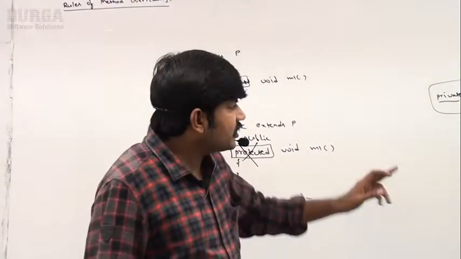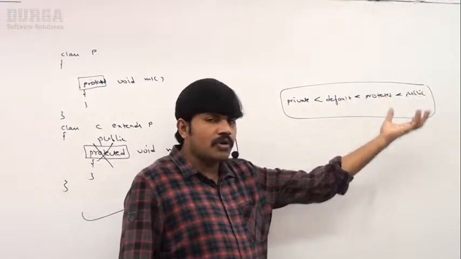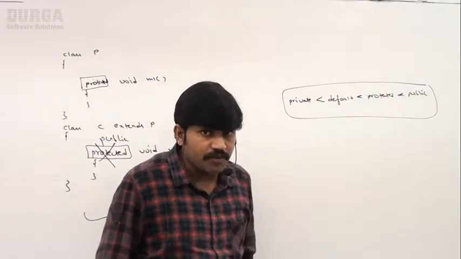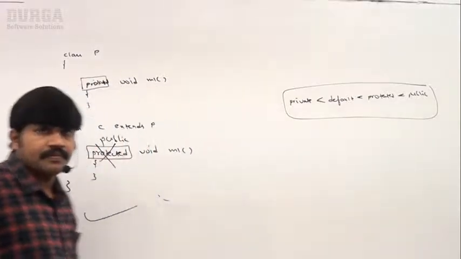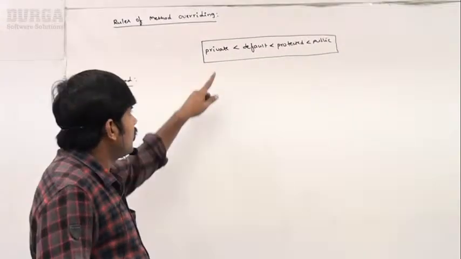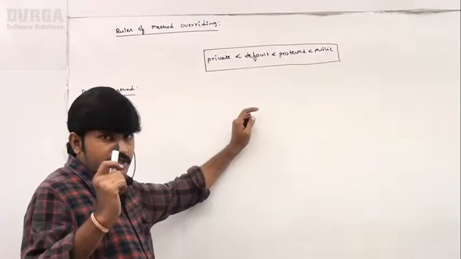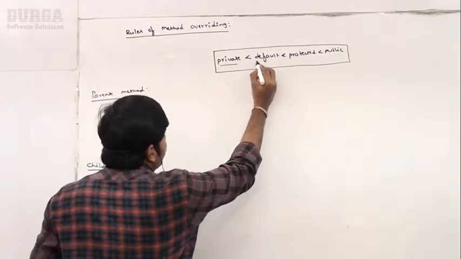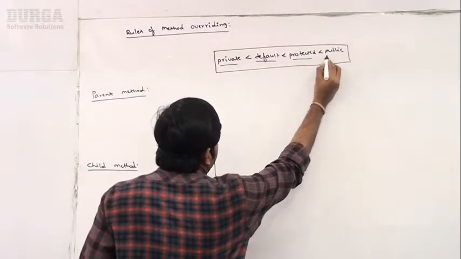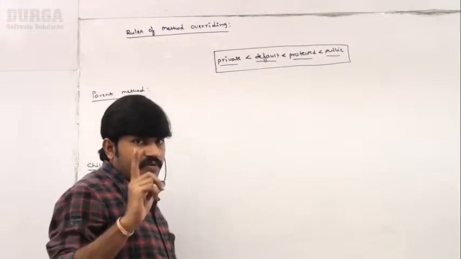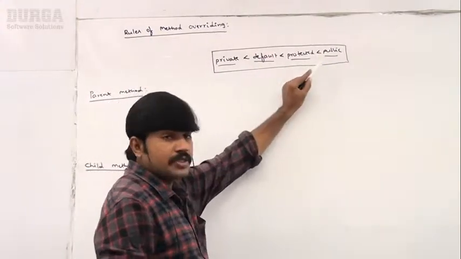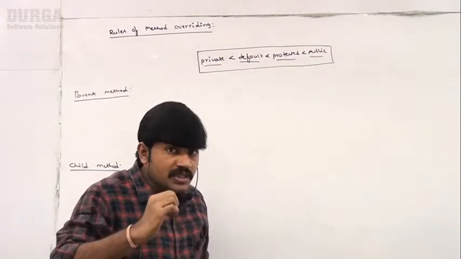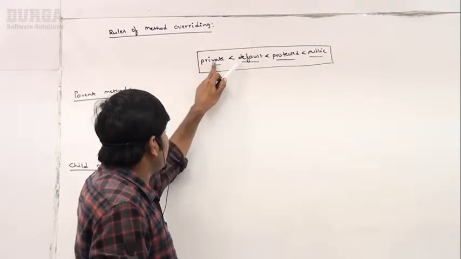Next, you should be aware of which one has more scope and which has least scope. This diagram you must keep in mind. Observe, private has the least scope. Compared with private, next is default, next protected, next public. Somewhere while covering access modifiers, I covered these points. Public has the highest scope, and the private modifier has the least scope.